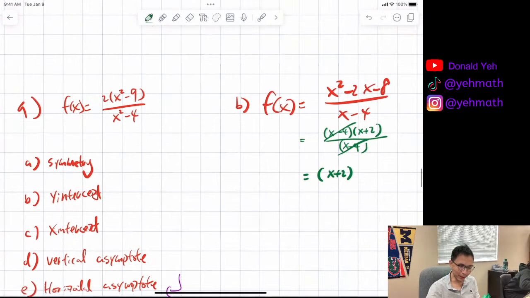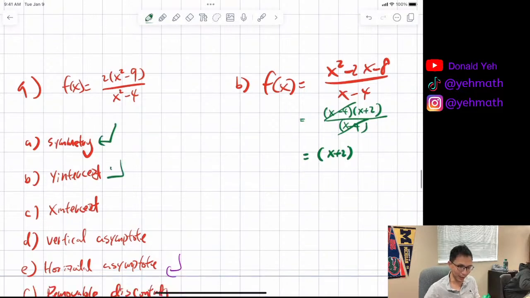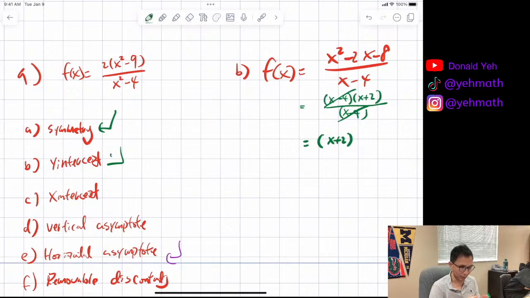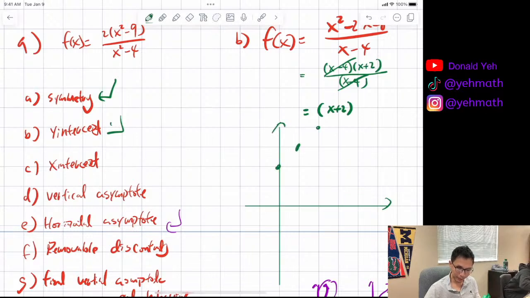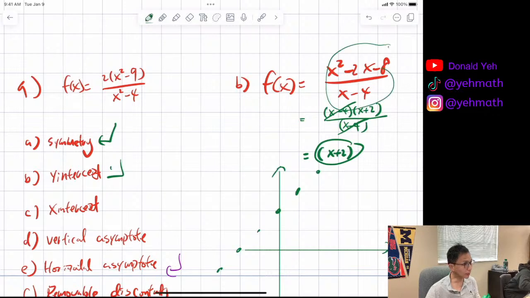So you don't need to find all this information. There is no symmetry. There's the x-intercept. There's the y-intercept. There's no vertical asymptote. There's no horizontal asymptote. There's no removable discontinuity in this case. So for the x-intercept, well, first of all, I'm just going to graph x plus 2. X plus 2 is too easy to graph, so it's going to be like this, right? Because we're graphing this, we're not graphing this.